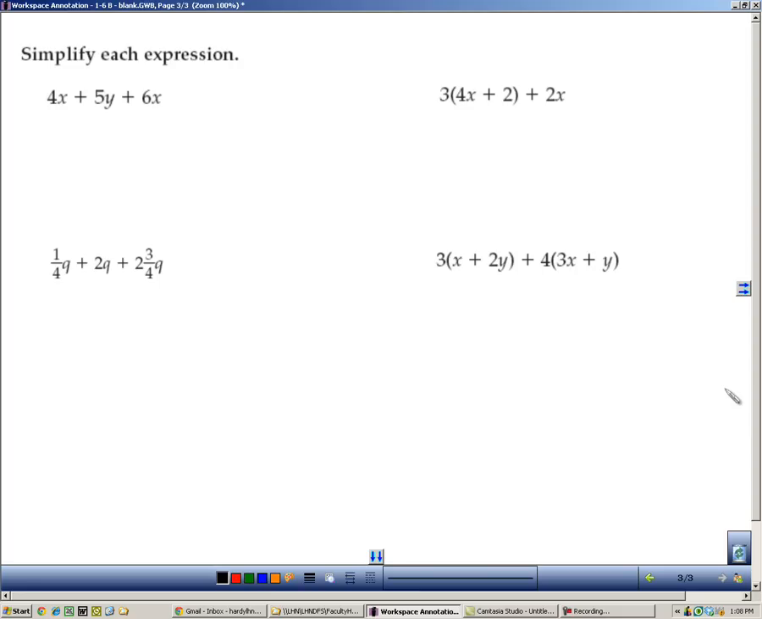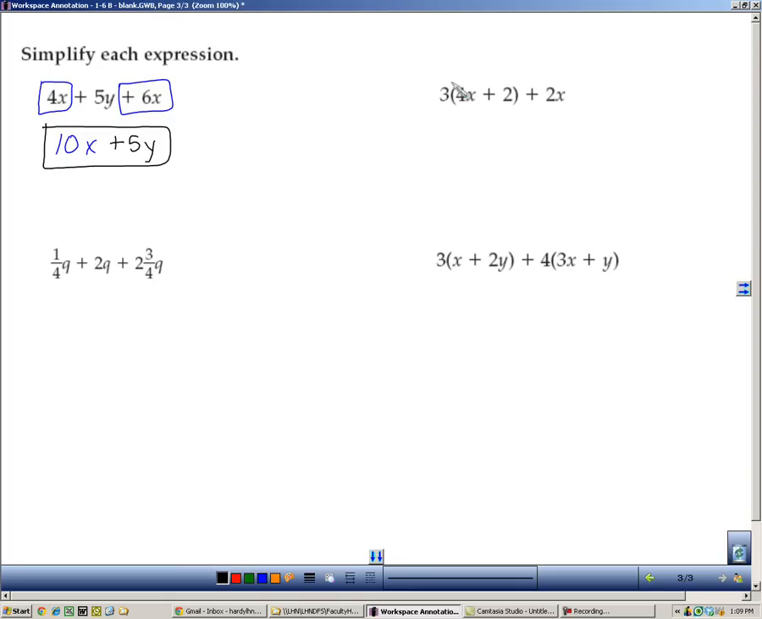We have some more examples of simplifying, and we'll continue to use that idea. Notice the 4x plus the 6x will give me a 10x, and then plus 5y. We can't add those together because they're not like terms, so we're already done. That's simplified. Again, that's really the commutative property working. We could flip the 5y and the 6x, and then we could group them using the associative property.